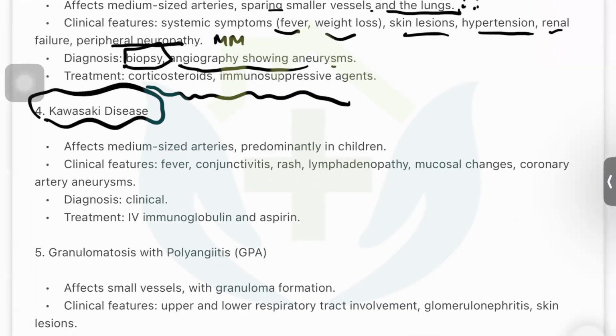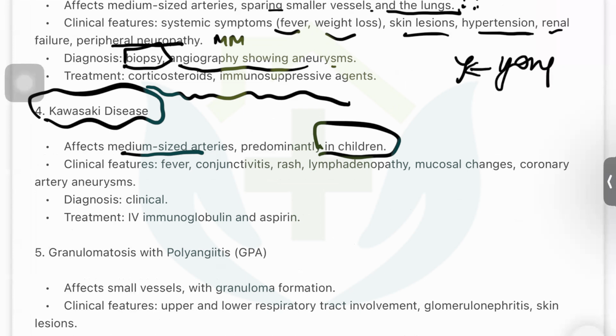Kawasaki's disease. Medium-sized arteries, usually it is children who are involved. Don't confuse with Takayasu, which is in young females, whereas Kawasaki's are children. So you will not get a question from Kawasaki because it is adult medicine which is asked in MRCP, but sometimes they'll just mention it as one of the choices in the question.